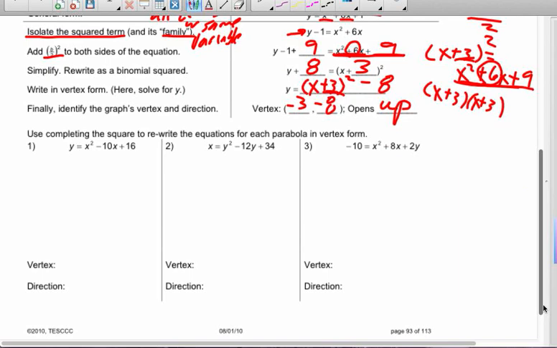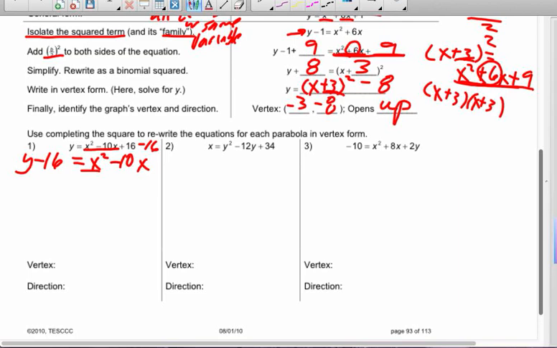We've got the same idea here. So my square term is my x squared. And the family would include that x term. So the first thing I want to do is subtract my 16 over. So I'm going to end up with y minus 16 is going to equal x squared minus 10x. Now, before we go in and complete the square, you want to make sure I've got a 1 in front of the x squared, and I do. If not, you have to factor it out. So we're good there now.